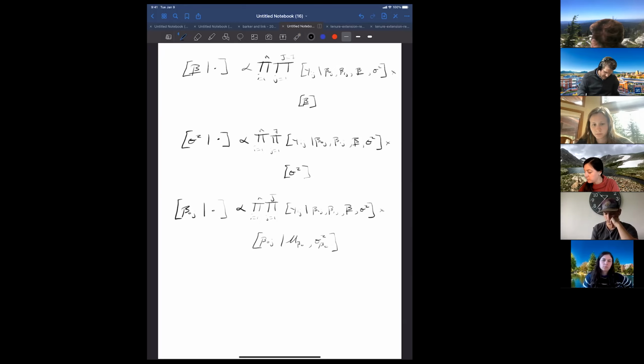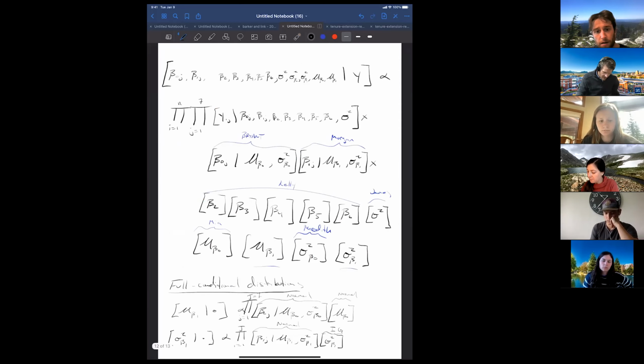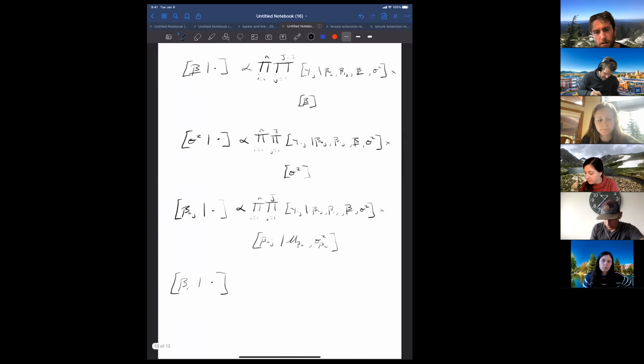So let's follow up on that. These two were the trickiest ones. They're the ones that have the hierarchy in them. All right, beta 1J is Morgan. Okay, let's do this one.